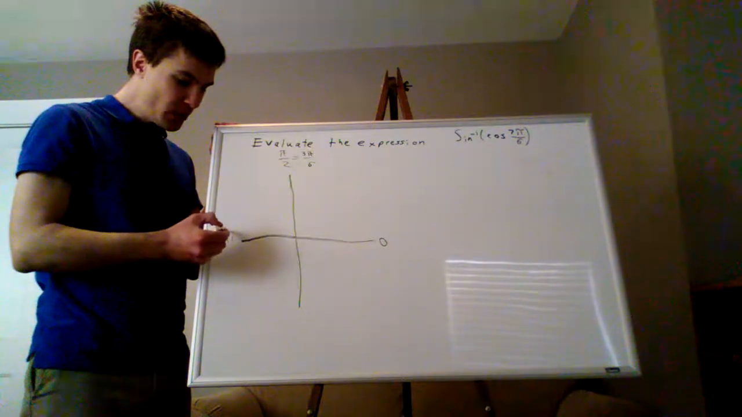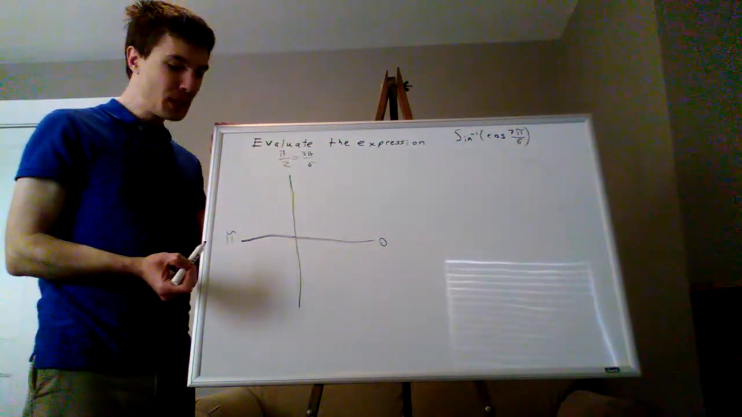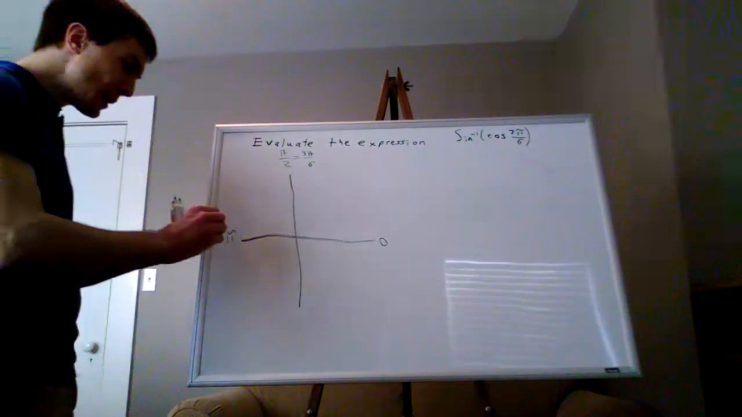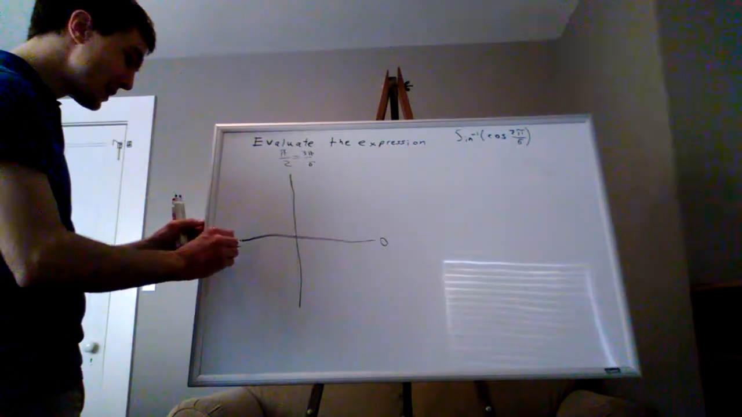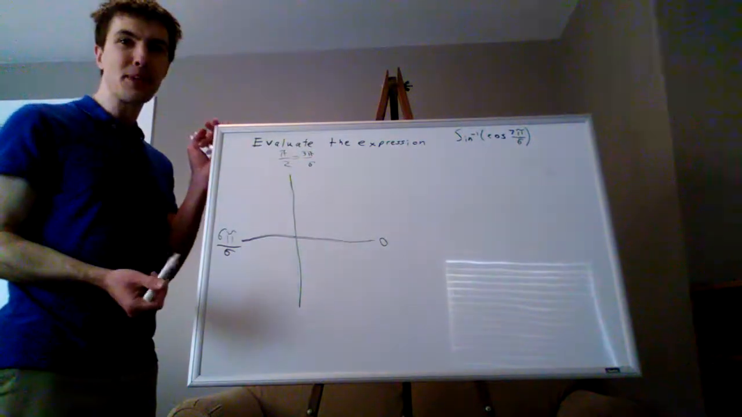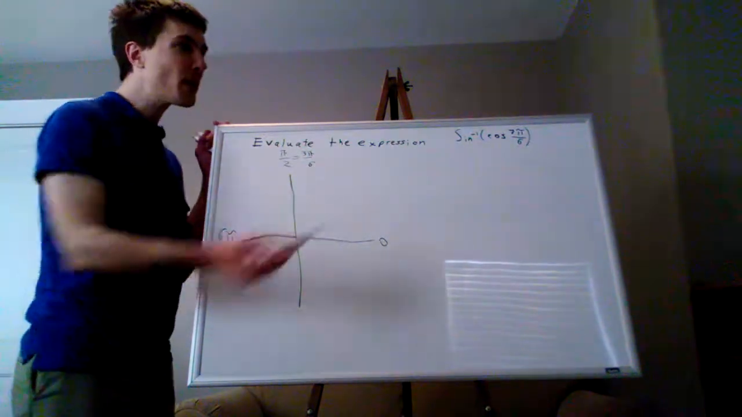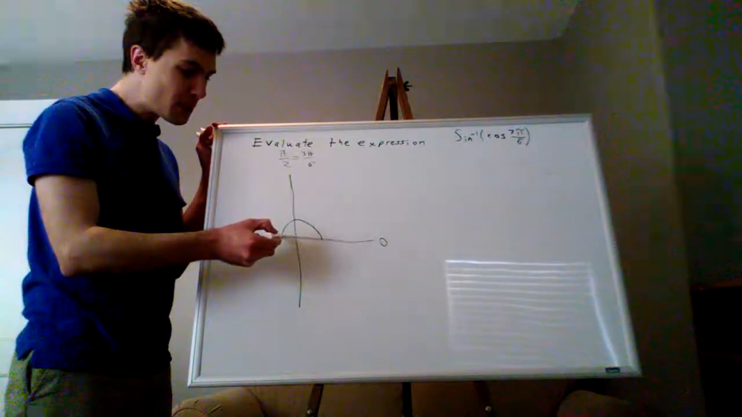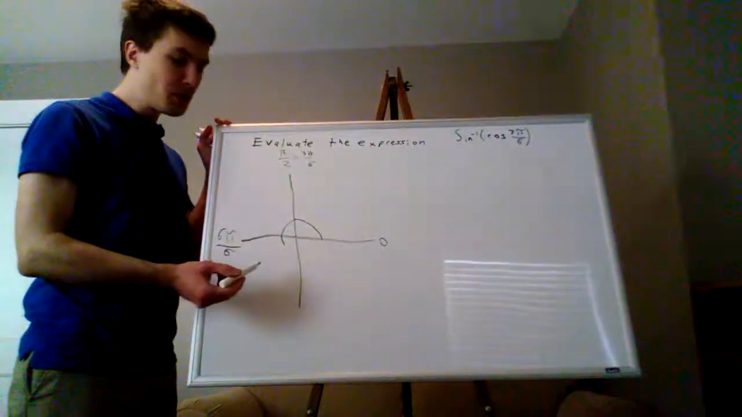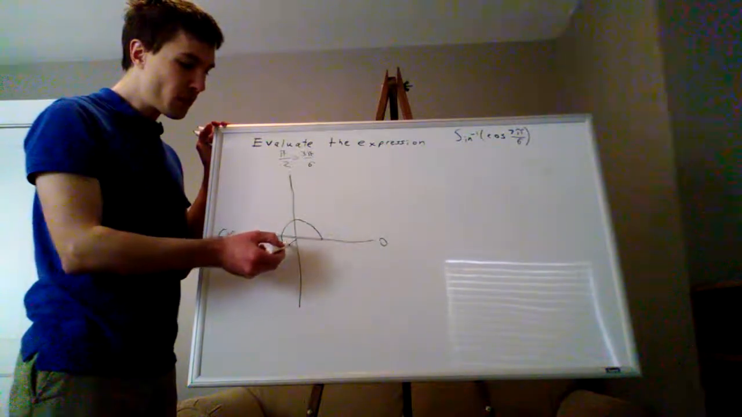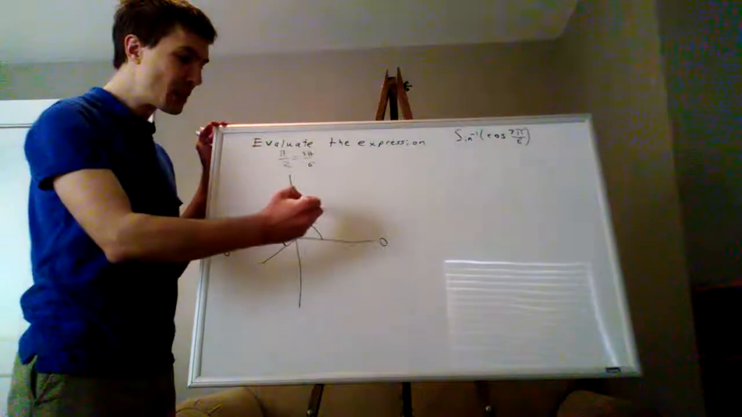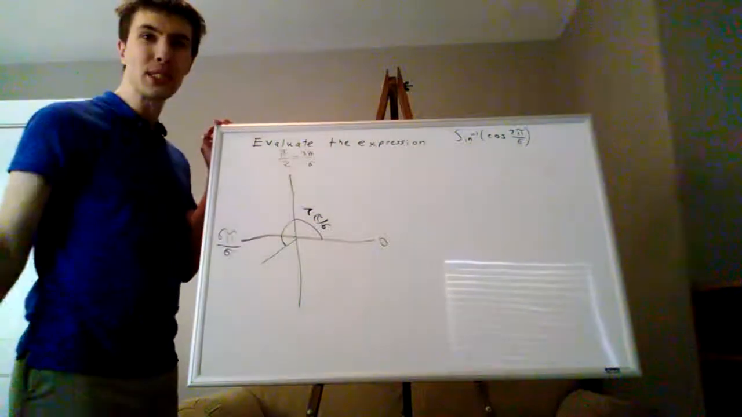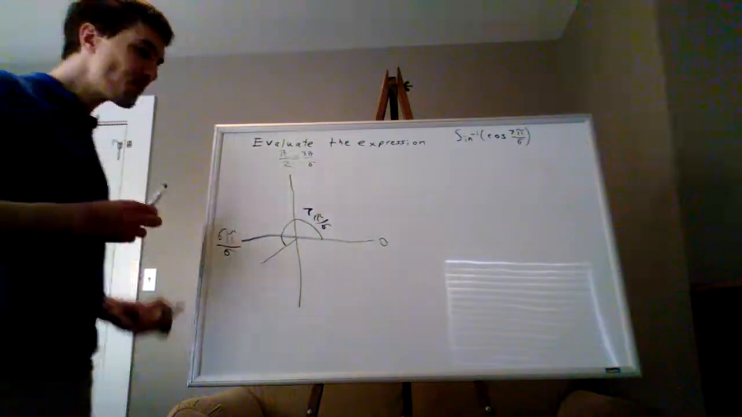Here is your pi radians. Well, pi is the same as 6 pi over 6. Agree with that? 6 over 6 is 1. But we have 7 pi over 6, so we need to go all the way around to 6 pi over 6 and then a little bit more into our third quadrant for the 7 pi over 6 angle. So this angle right here is 7 pi over 6 radians.